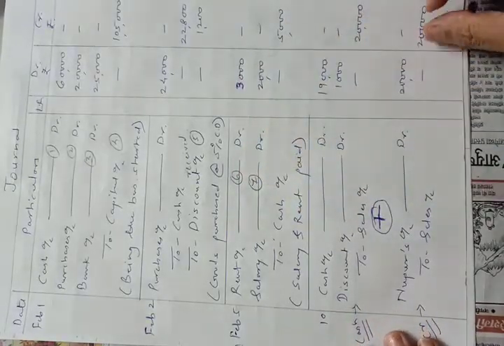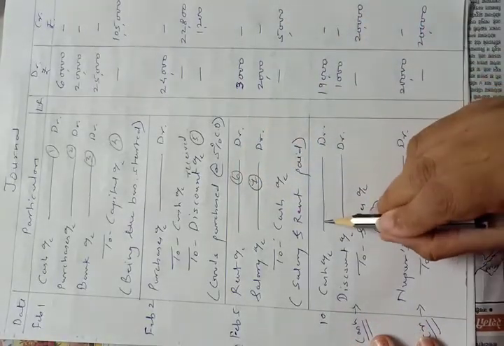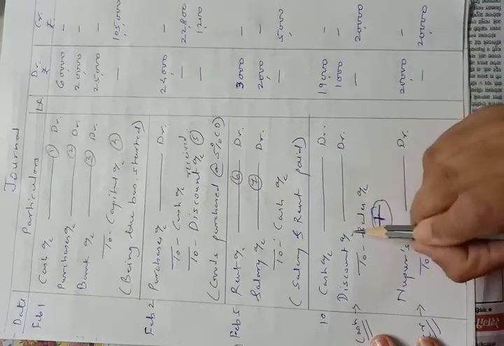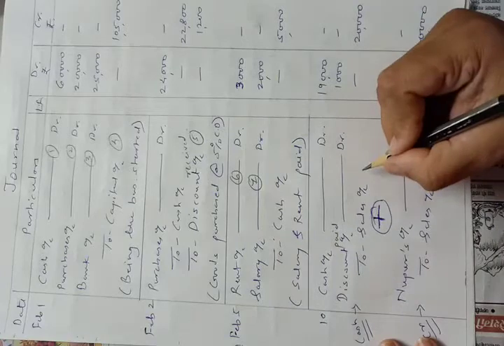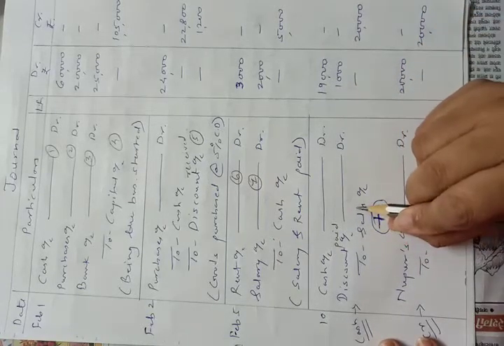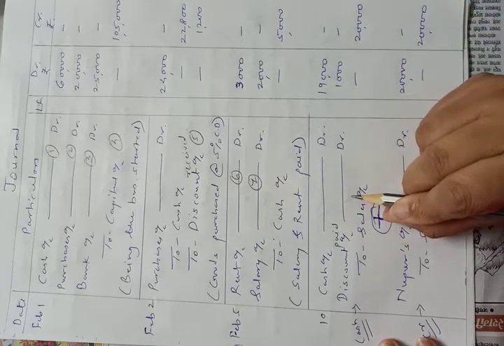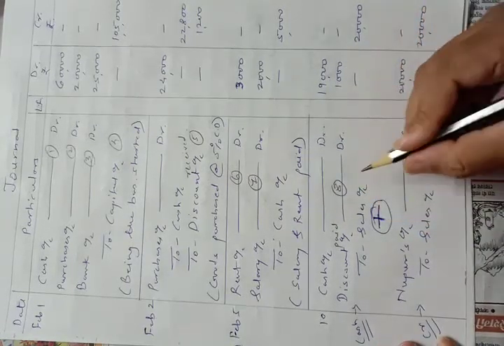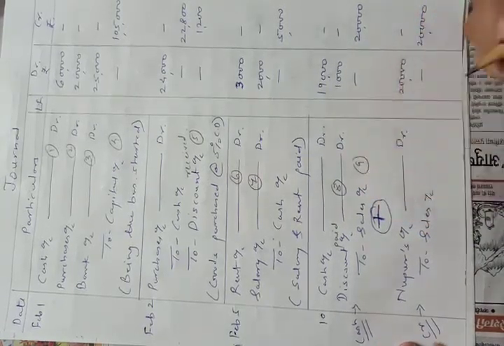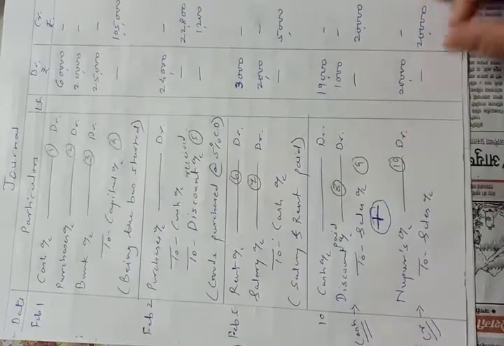Cash account is already prepared. This cash account is already prepared. This account is discount paid, because while selling goods to Nupur we have given her discount, so we have to prepare this account. This will be the 8th account. Then the sales account will be the 9th account. Nupur's account will be the 10th account.